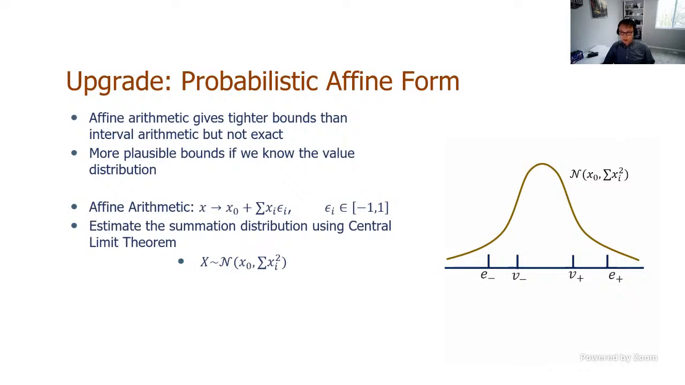Once we know the approximated output distribution, we can define a more plausible range using 2 or 3 standard deviations from the mean value. And you can think that this method produces kind of soft bounds instead of the hard bounds by the FN arithmetic.